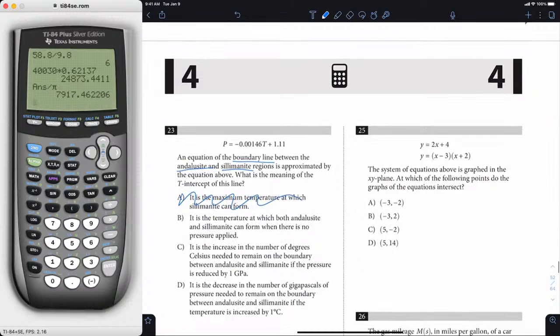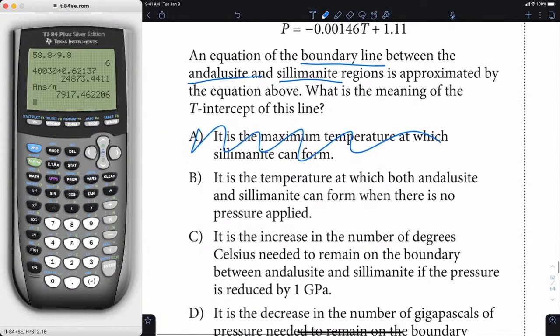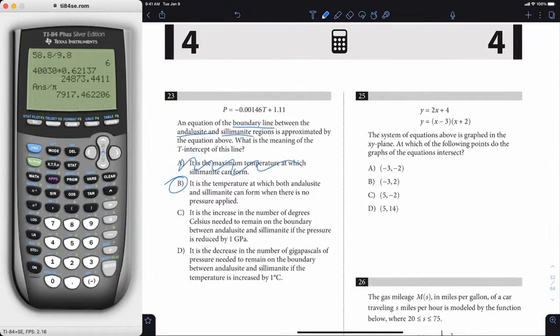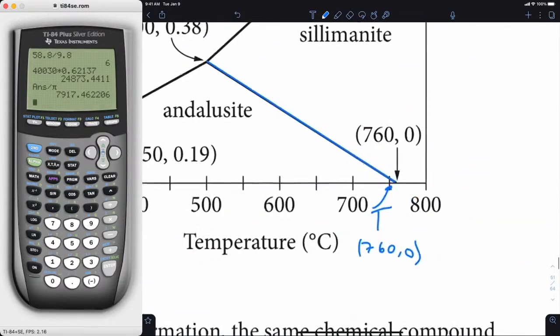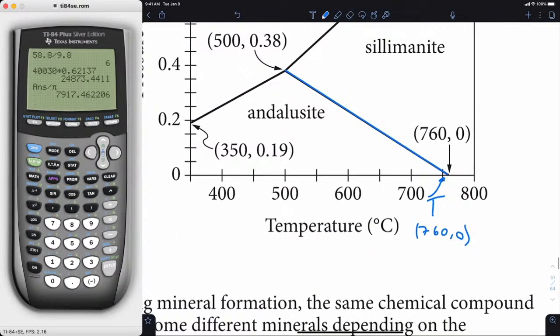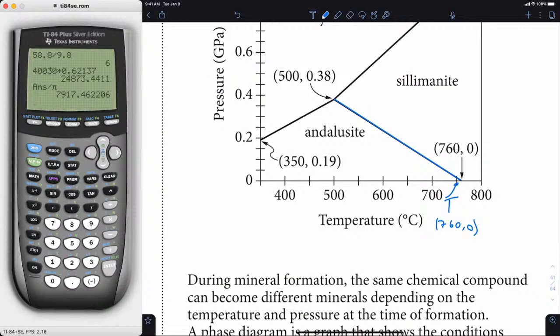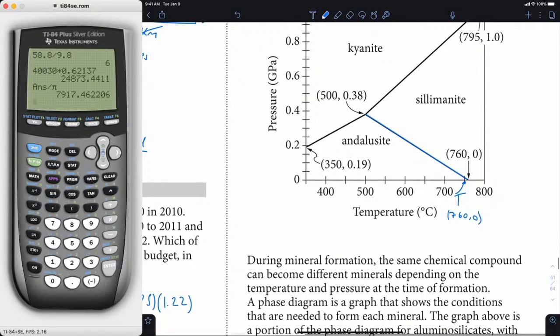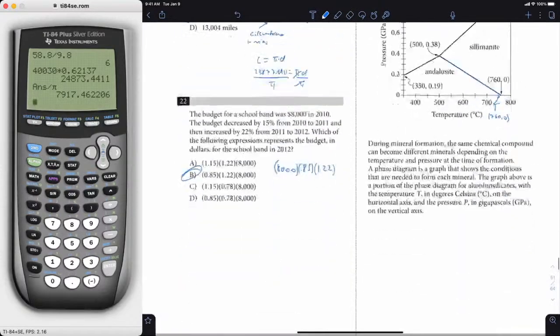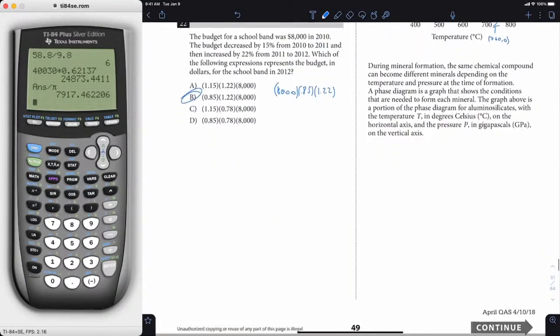It is the temperature at which both Andalusite and Sillimanite can form when there is no pressure applied. Yeah, I like that. I like B. There is no pressure applied. We know that because gigapascals, which is pressure, is 0. And that's the temperature at which Andalusite and Sillimanite can both form at that time. Alright.